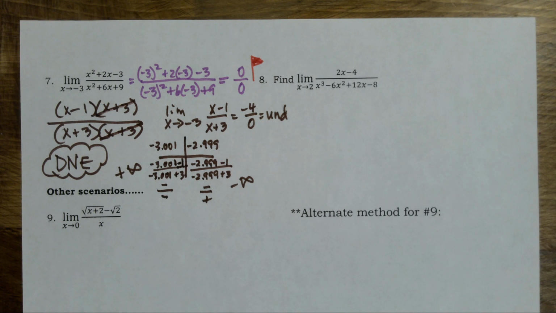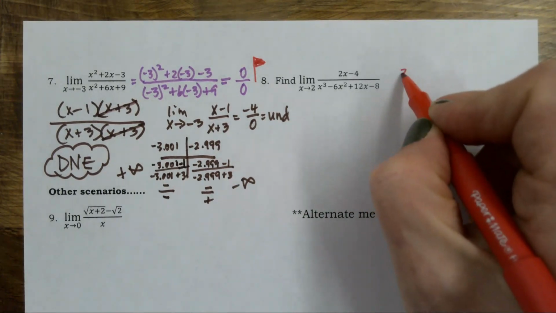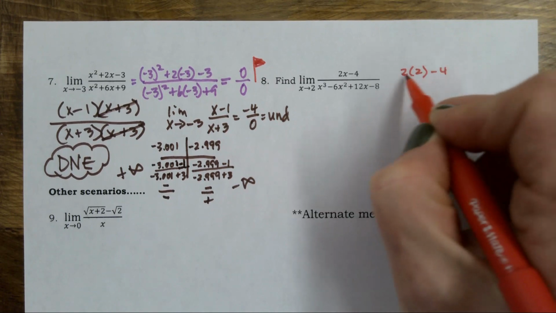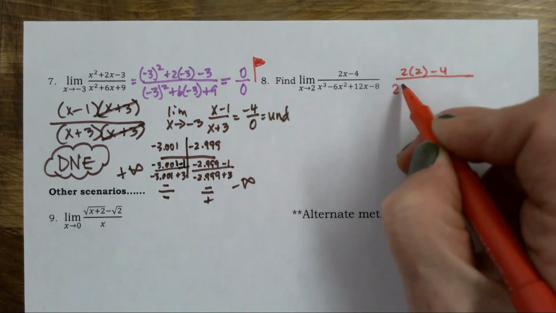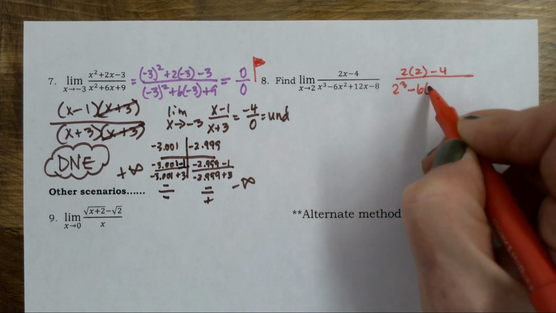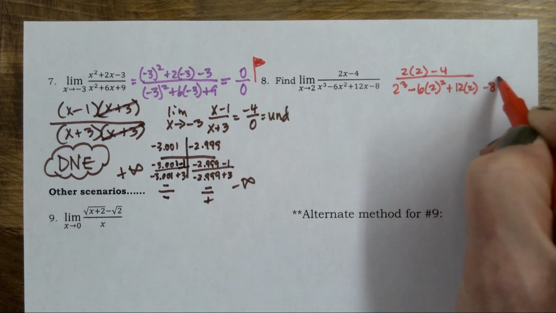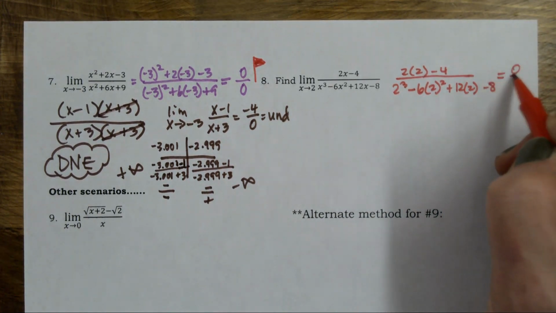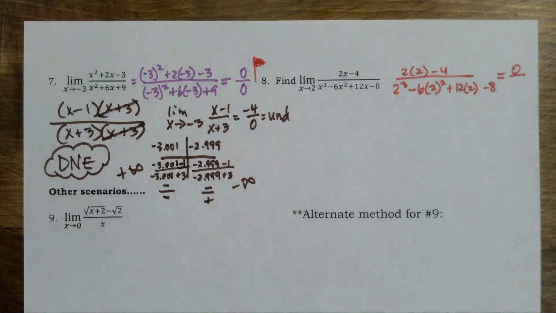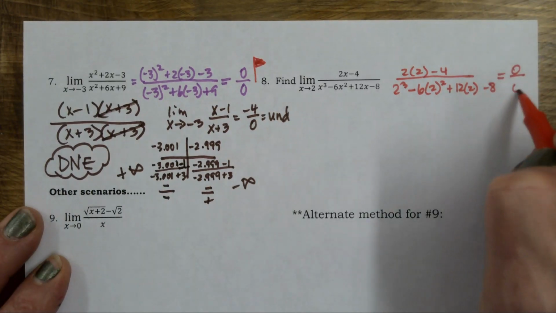Oh boy, I've got another one of those troublesome ones. But I'm not going to worry about it because I'm going to do my limit the easiest way possible, and that means I'm going to plug it in. 2 times 2 minus 4 over 2 cubed minus 6 times 2 squared plus 12 times 2 minus 8. Top is 0. What's the bottom? 0. Darn it. Okay.